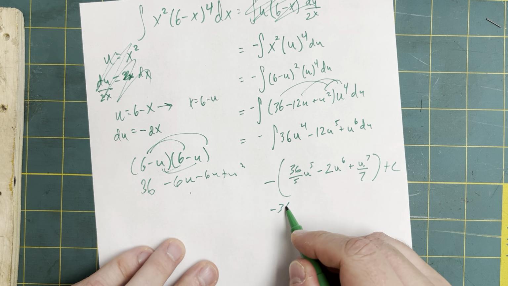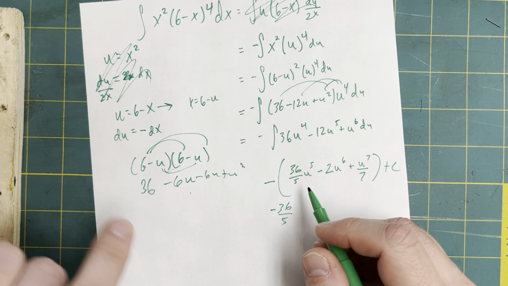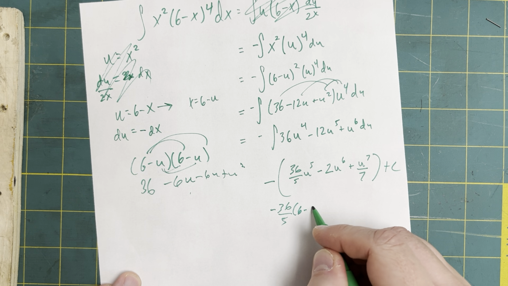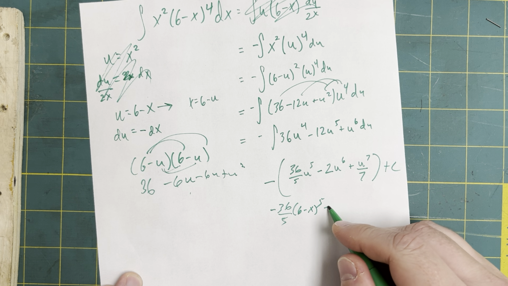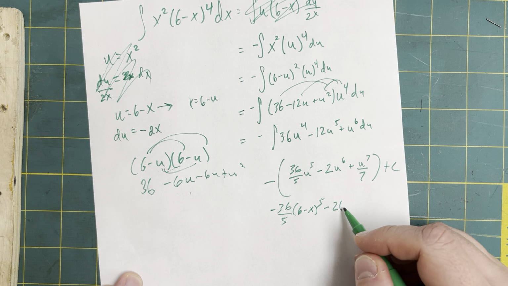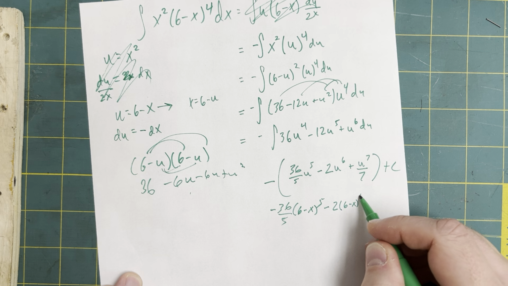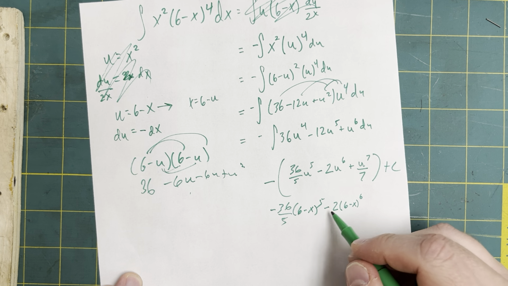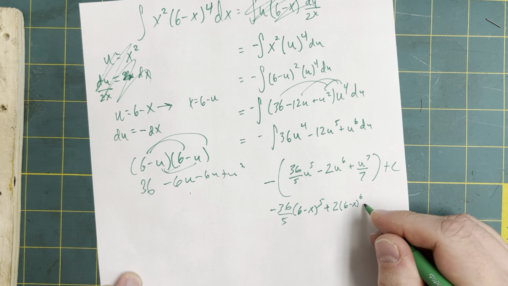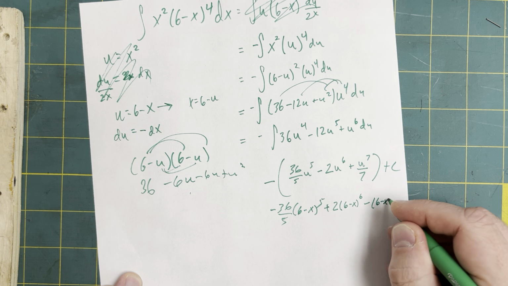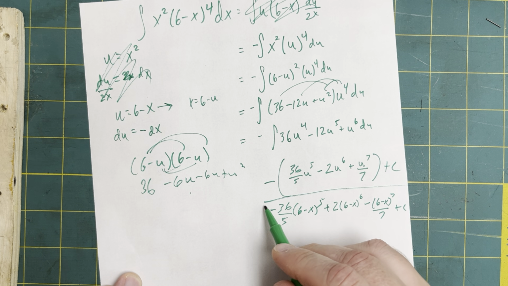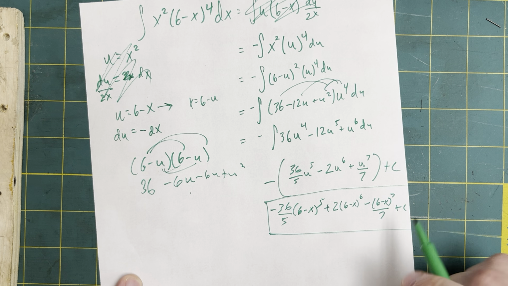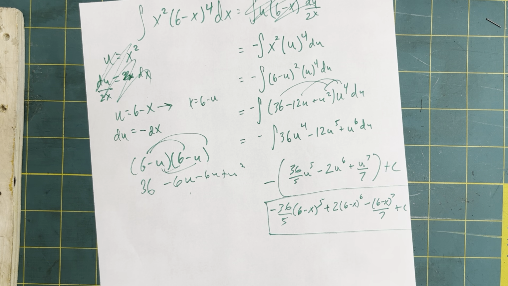All right, so negative 36 over 5, and u was 6 minus x. Am I on screen? I am. Okay. Minus 2, 6 minus x to the 6th. Nope, that's a plus because I'm distributing this negative. Minus 6 minus x to the 7th over 7 plus c. Nice, simple. Everyone's happy. Not even hard.